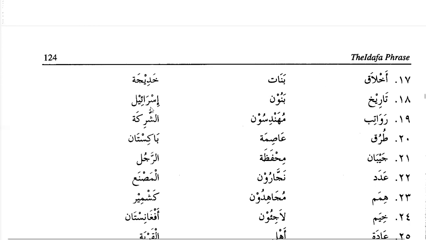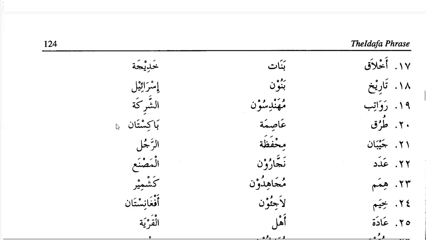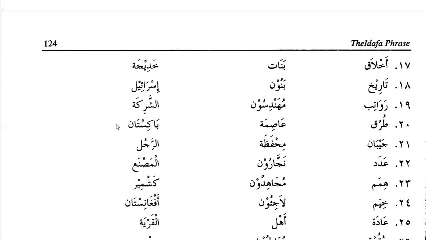But wait a minute. Israel is a non-Arabic proper noun. Yes. So it will be mamnu minas sarf. Mamnu. That's why I said Israela. Yes, Israela. Correct. Next. Israela. Rawatib. Rawatib Muhandisun. Rawatibul. Rawatibu. Muhandisina. Muhandisina. Rawatibu Muhandisisharikati.